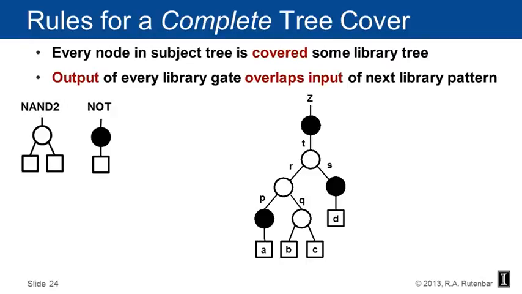So let's just say that I'm only going to use NAND 2s and NOT gates to map this tree. What's a complete mapping?